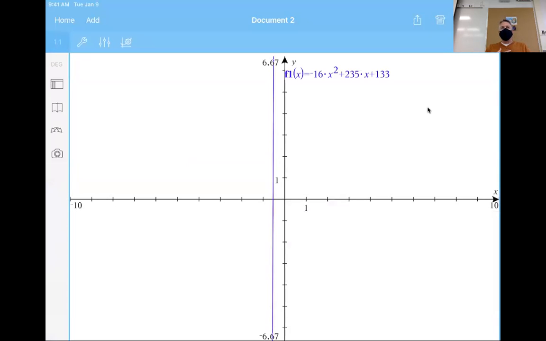So I need to be able to manipulate the settings on my calculator, and this is going to be part of something that you will need to know how to do. So I want to walk you through how to do that.